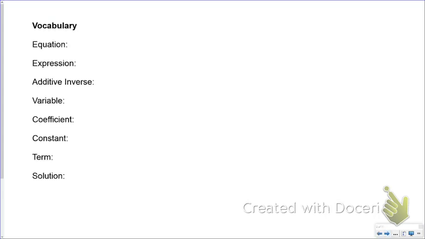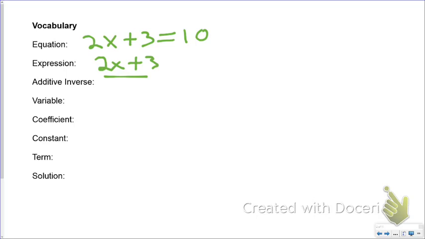So we're going to go over some vocabulary to make sure you understand it. A lot of this will be review from what you've learned in video tutorials past. So you'll need to know what an equation is. An example of an equation might be 2x plus 3 is equal to 10. This is different than an expression. We'll talk about this in the next slide, but an expression might just be 2x plus 3. The difference between them is one has an equal sign and one does not. So expression, equation. All right.